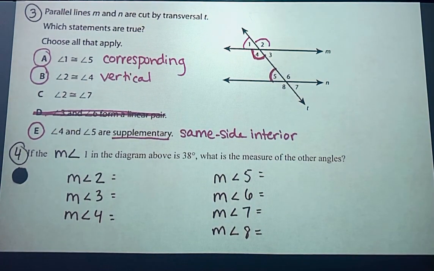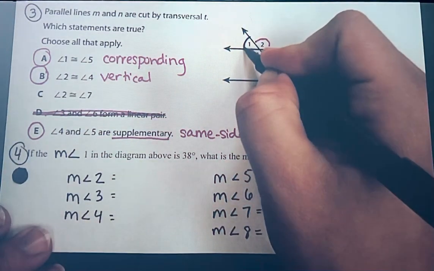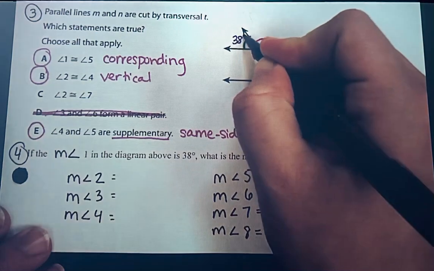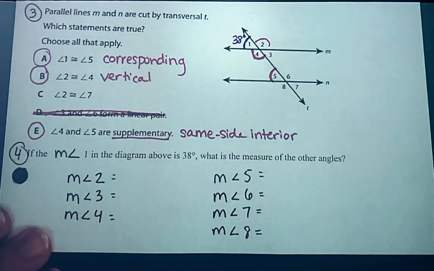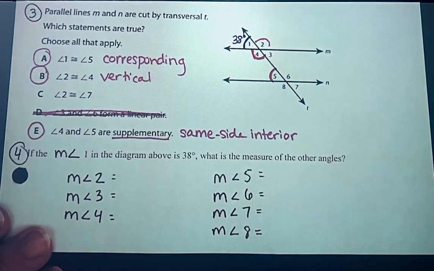Now, number 4 says, if the measure of angle 1 in the diagram is 38 degrees, so angle 1 right here is 38 degrees. What is the measure of the other angles? All of the other angles.